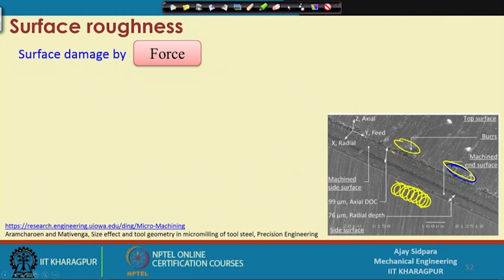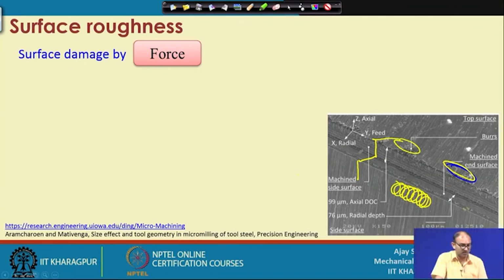So, this is the vertical wall, and this is the bottom surface and this is the wall surface, and this is the component of the unmachined side surface. So, in this way one is the forces. If the forces are very high or fluctuating, then you will get different patterns and there is burr formation also and there is a surface roughness increase also.